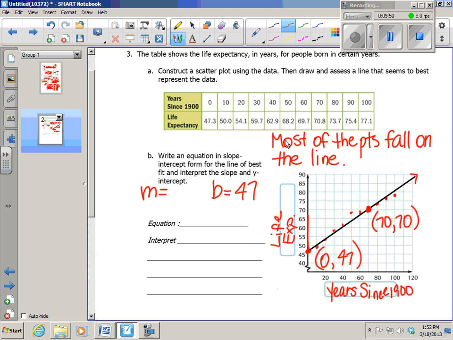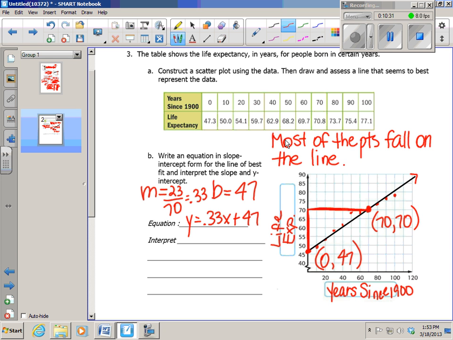So how much did we go up before we turned to go to the right on the slope? We went from 47 up to 70. So that was a change of 23. Then we turned and we went over from 0 all the way to 70. So 23 over 70. And I can put that into a decimal by dividing. And I get a slope of 0.33. So that's my slope. So my equation is y equals 0.33x plus b, which is 47.